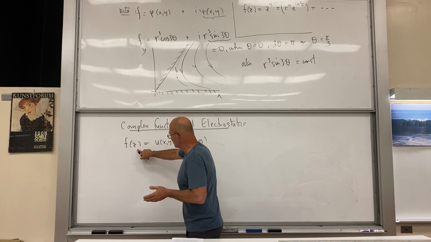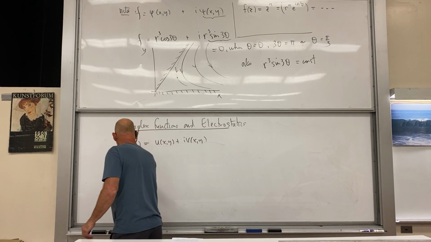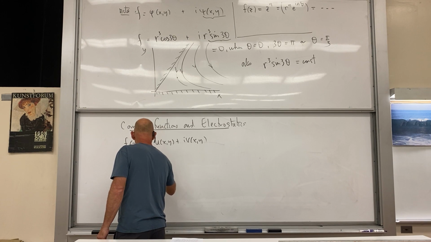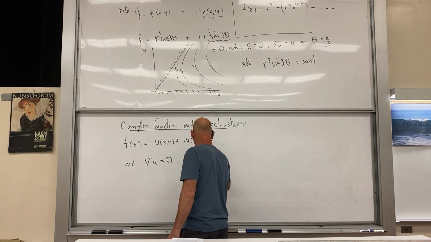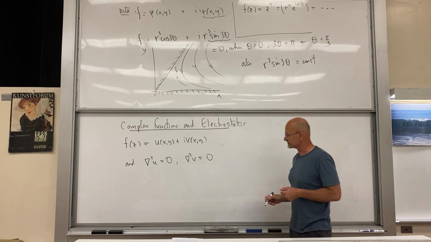And f of z is differentiable. Okay, f of z is differentiable. Now, immediately we have del squared u equals 0. Del squared v equals 0 in the two-dimensional case. So that's what we had before.